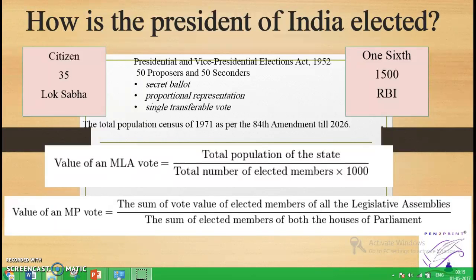After this due process is completed, the President takes oath before the Chief Justice of India, and then he bears allegiance to the Constitution of India, and he starts acting as the President of India.